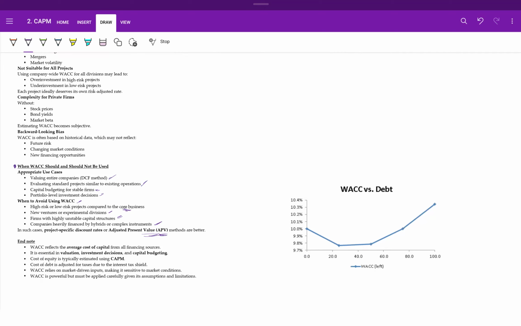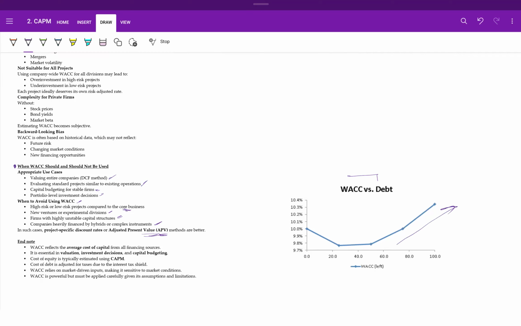How weighted average cost of capital and debt are related. Increasing or decreasing debt actually affects the company's weighted average cost of capital. Because of changes in capital structure weights, tax benefits and risk level, it makes a U-shaped curve where moderate debt lowers the weighted average cost of capital, but excessive debt increases it.